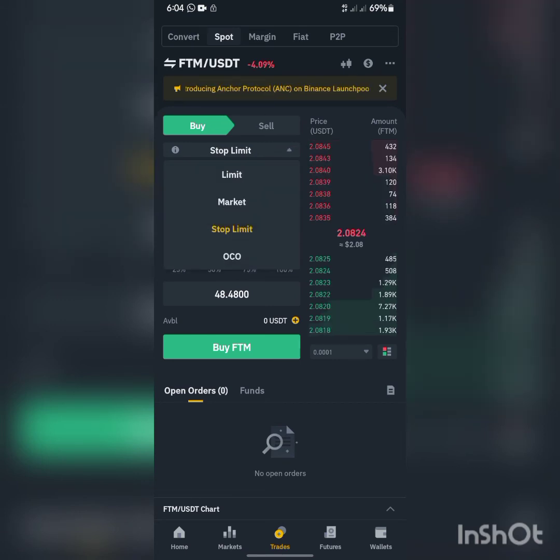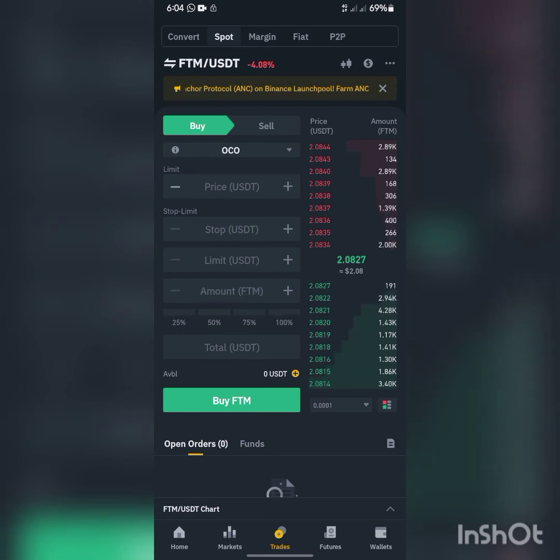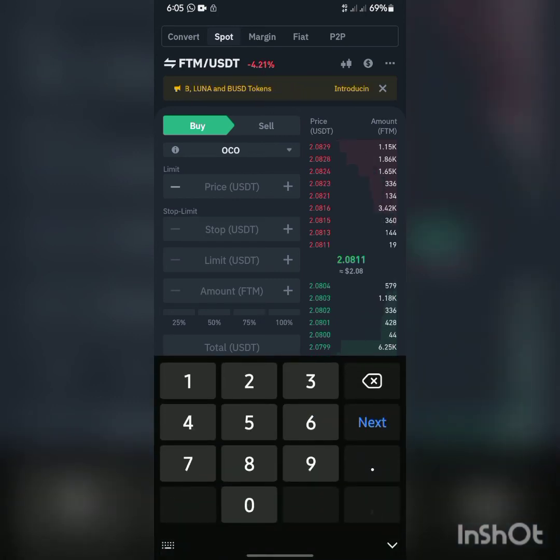Alright, now the next one is OCO. Now, what does OCO stand for? It simply means one cancels the other. Meaning, if your take profit is triggered first, your stop loss will be cancelled. That is how it works. Alright. So now, this is your take profit, this is your stop loss, and this is your order. Alright. So now, looking at this now.